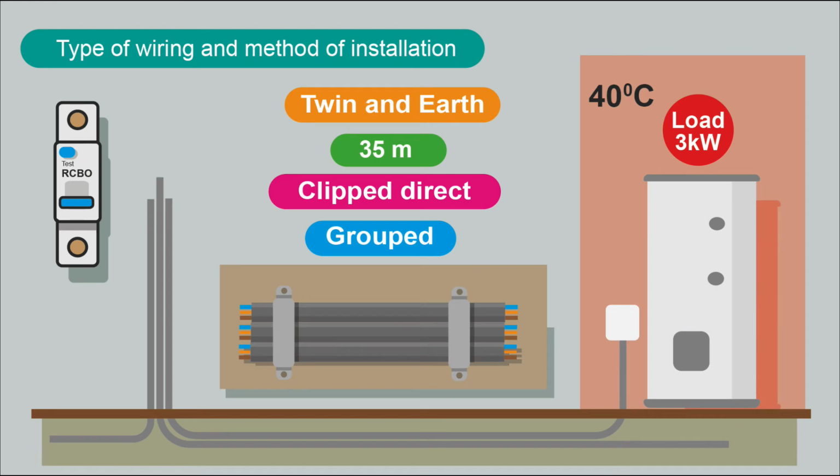So bearing that in mind, let's have a look at the same circuit with some correction factors. So we're using twin earth cable. It's 35 meters. We're clip direct. But in one section the cable's grouped. We've got 3 circuits together. Also in the cupboard where the heater is, we've got an ambient temperature of 40 degrees C. Let's calculate the cable for this circuit.